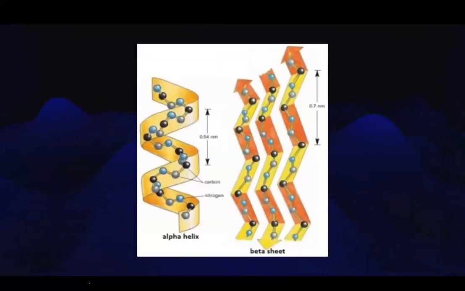This is how an alpha helix looks like. It's a coil. Think of it like, I don't know, curly hair to some extent. And the beta sheets are kind of like pleated. They kind of folded into each other.